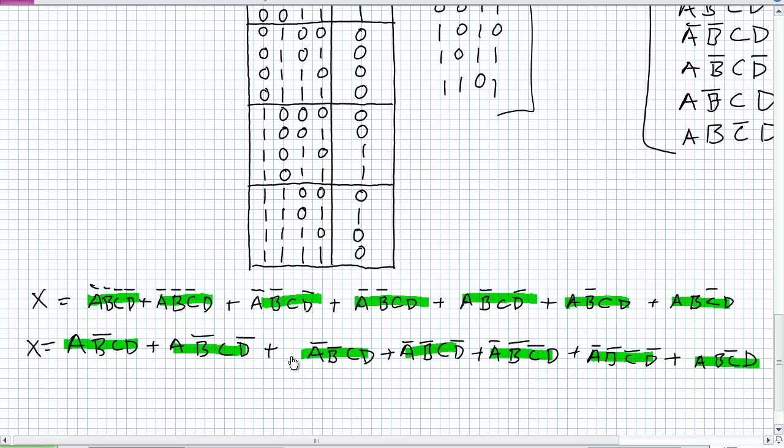So we came up with the expression that we should have come up with. You can use those shortcuts. You should be able to take a truth table and go straight to a full SOP expression, and you should be able to take a full SOP expression and go to a truth table.